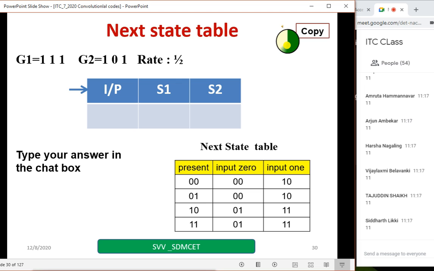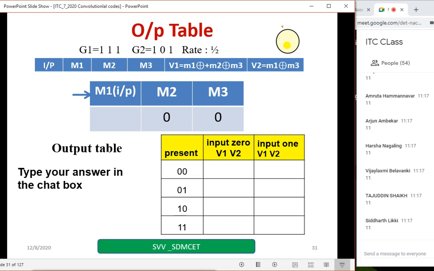Okay, let me go to the next. Output table, you are supposed to tell the way we have discussed. This is the input, or M1, this is M2, M3. Initially I am taking 0, 0. All of us know G1 is 1, 1, 1, G2 is 1, 0, 1. For our discussion we have kept this fixed. We can change also, and based on that you can do the problem also. Now initially M2 is 0, M3 is 0. Input I may give 0 or 1. Based on that you are supposed to tell the output, which will become 0 or 1.